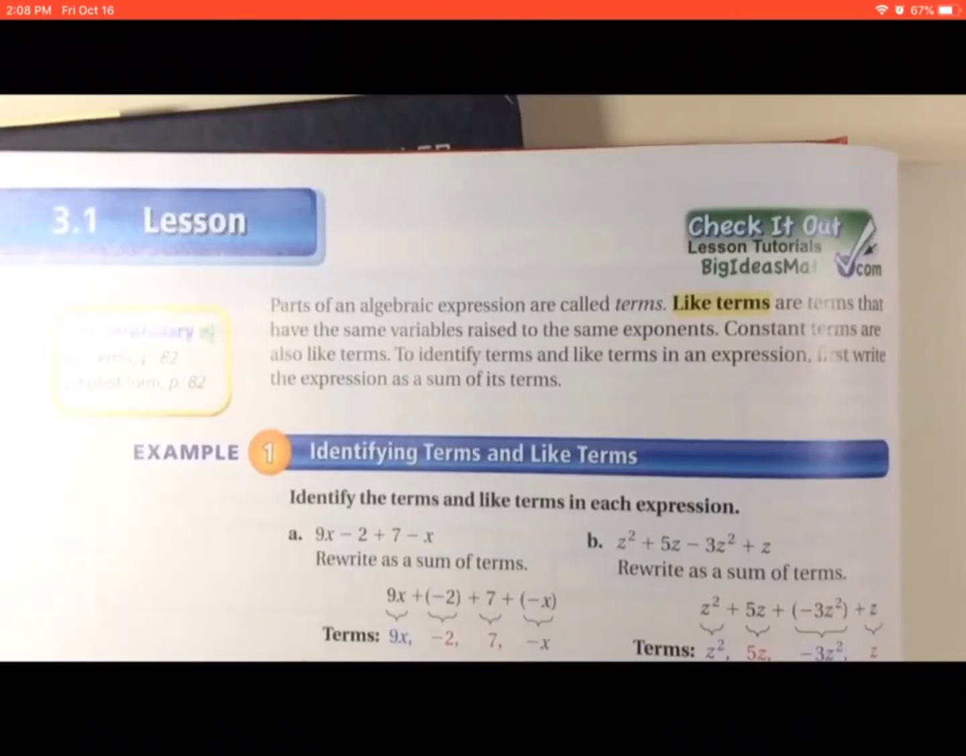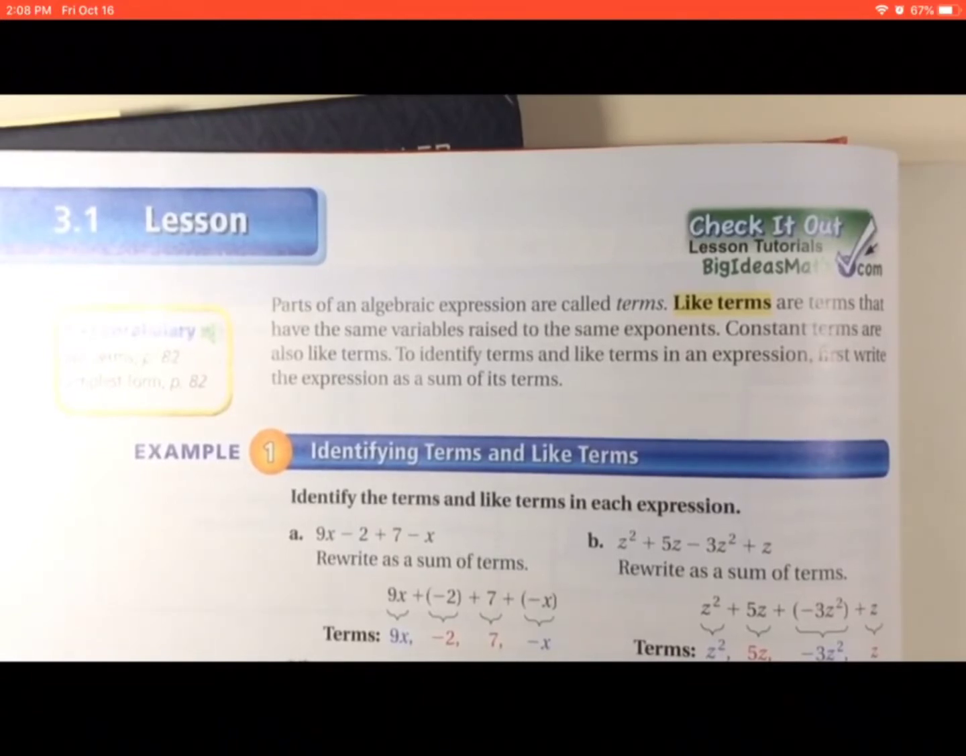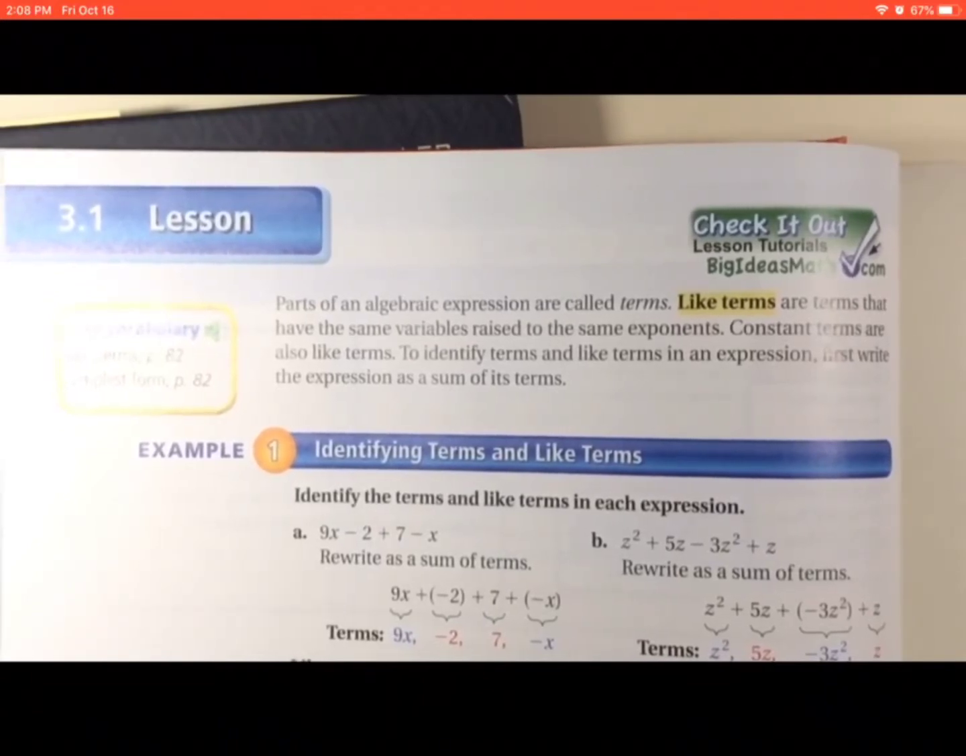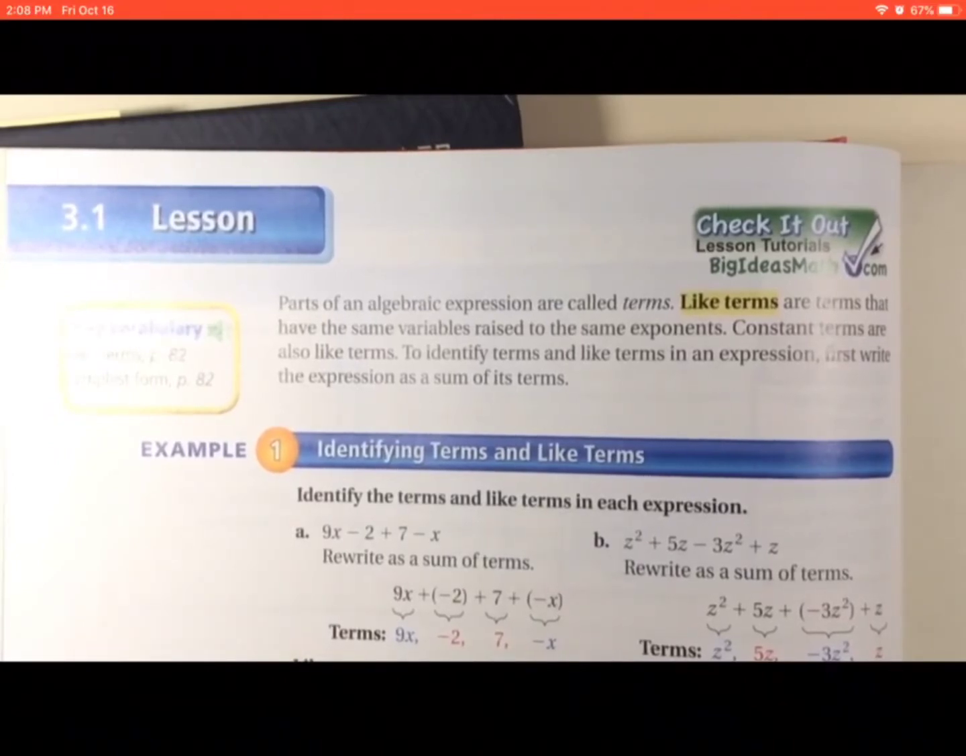Hey, this is lesson 3.1. So welcome to chapter 3. It starts on page 82 in your textbook, and we're talking about combining like terms.